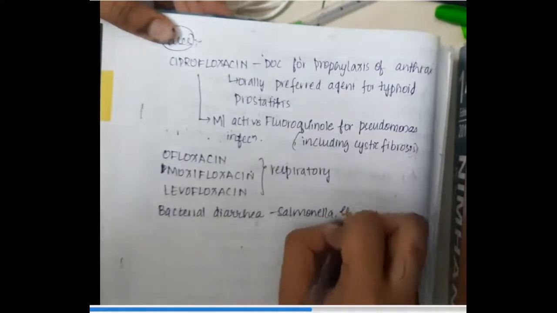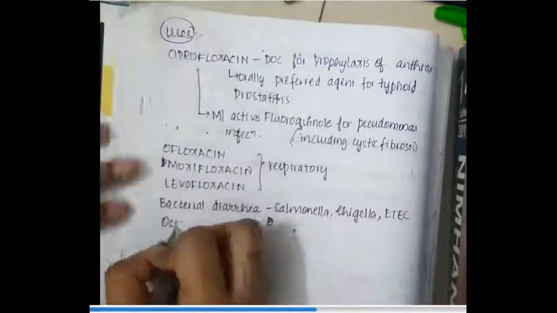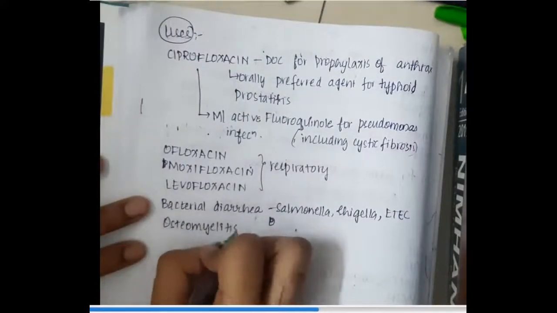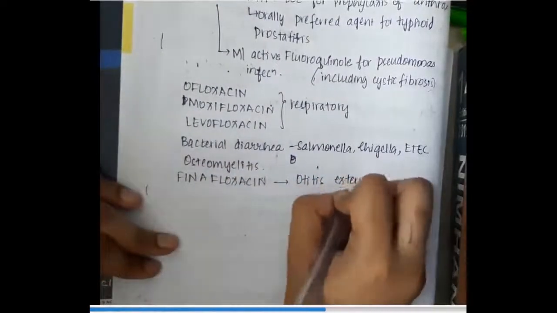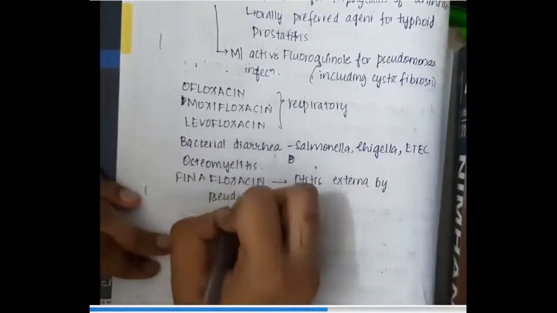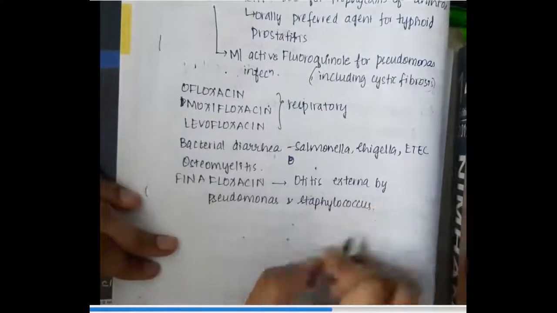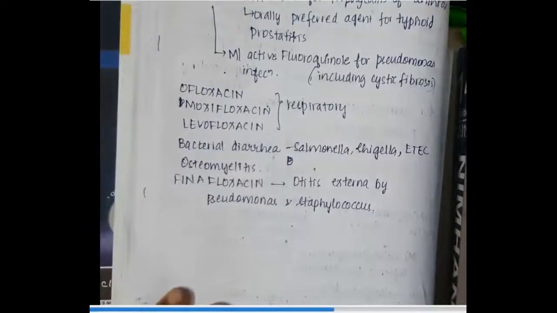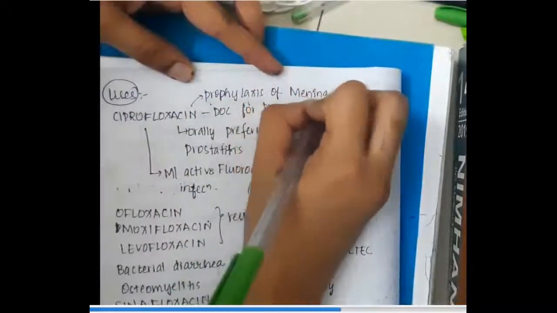Then in bacterial disorders, diarrhea caused by Salmonella, Shigella, enterotoxigenic E. coli, we can use fluoroquinolones. Osteomyelitis, also we can use fluoroquinolones. Fleroxacin is used in otitis externa caused by Pseudomonas and Staphylococcus. Now, ciprofloxacin is also used in the prophylaxis of meningococci.